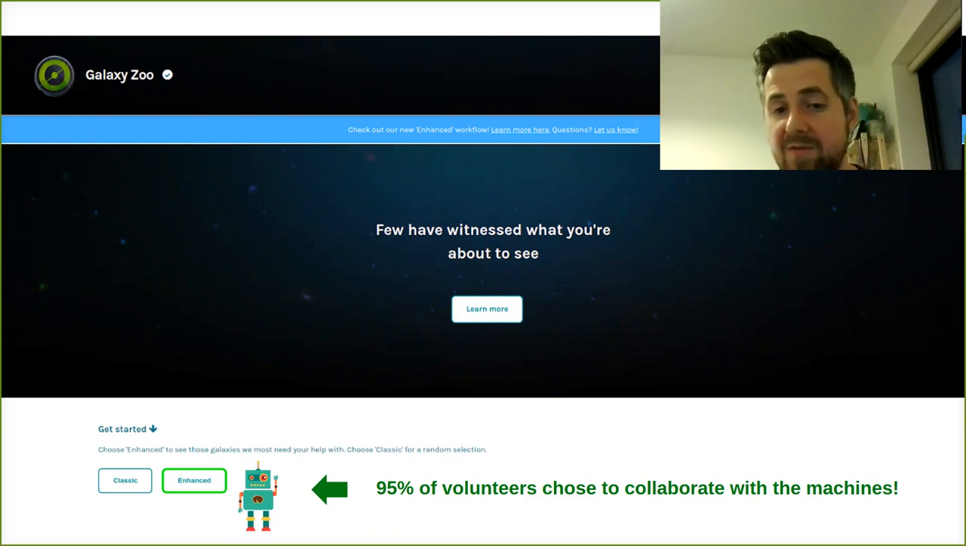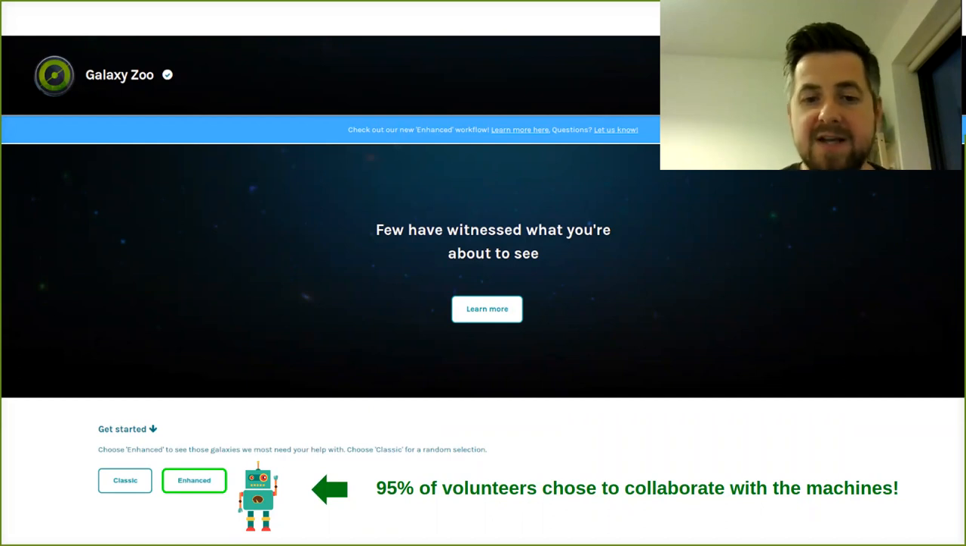And when given that sort of messaging, we see the overwhelming majority of our volunteers favor taking part in that enhanced workflow because they understand that this is the most efficient way to process the data. And that's the most important thing, not wasting their time, not wasting our time, but getting through the data as fast as possible so we can produce the science.